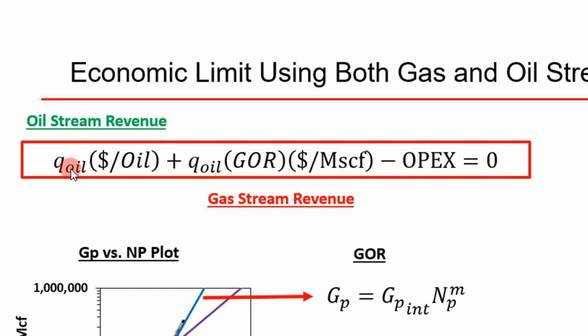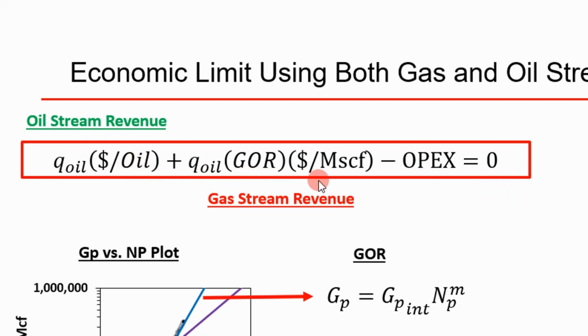Essentially it is our oil rate times our oil price, which represents our oil stream revenue, plus our oil rate times our GOR, which gives us gas, times the gas price, which is our gas stream revenue, this entire term, minus our operating cost. And when that equals zero, we have determined our break-even or economic rate.